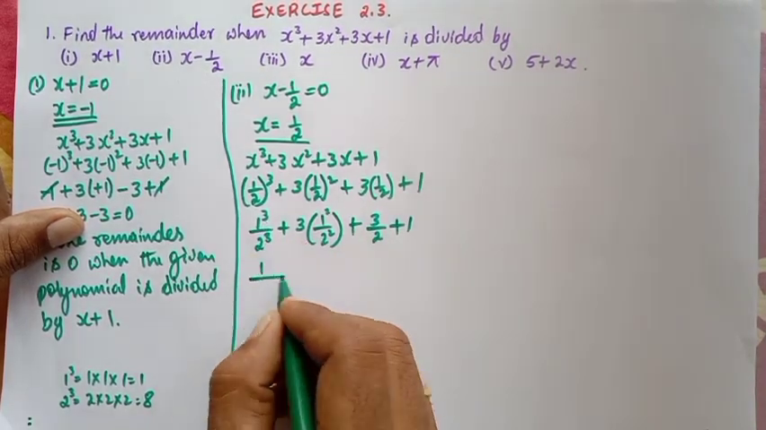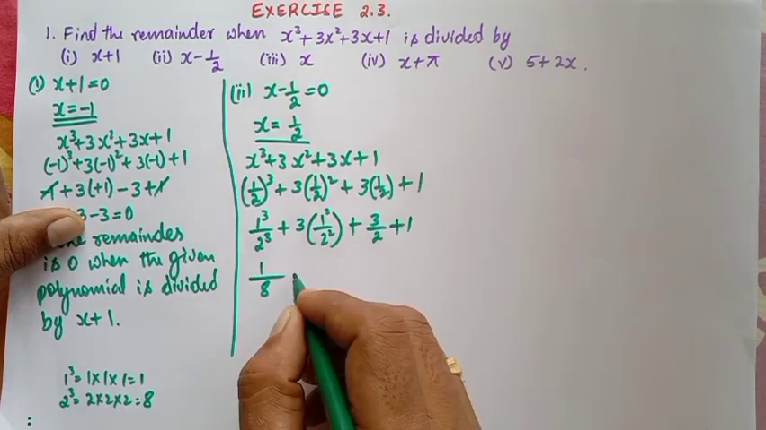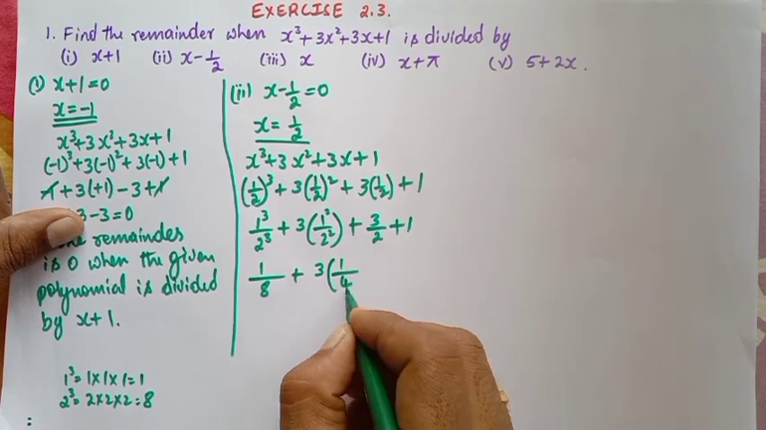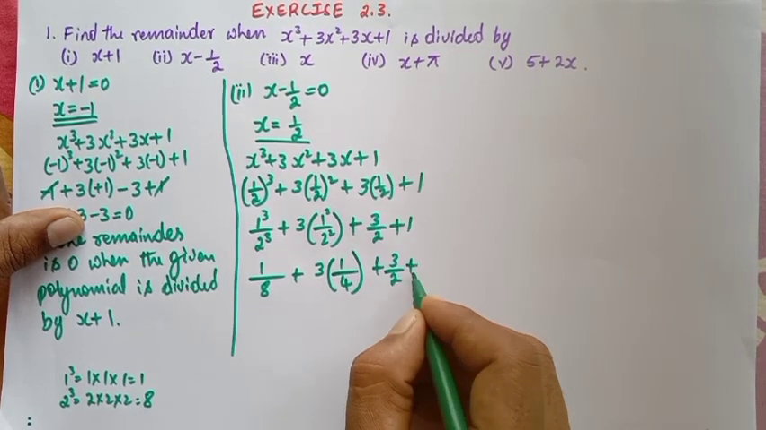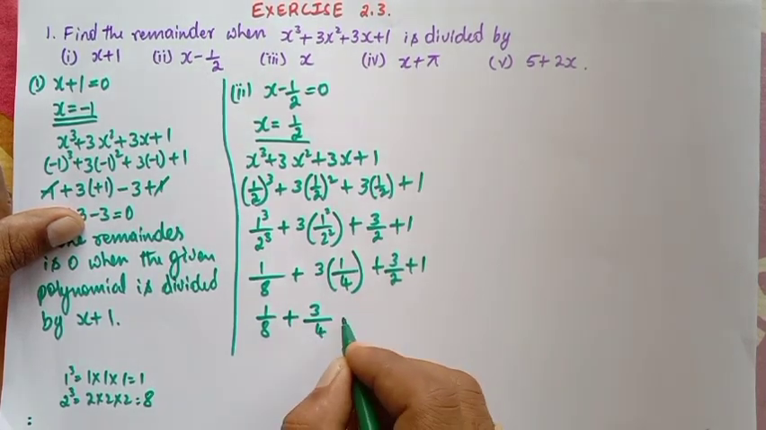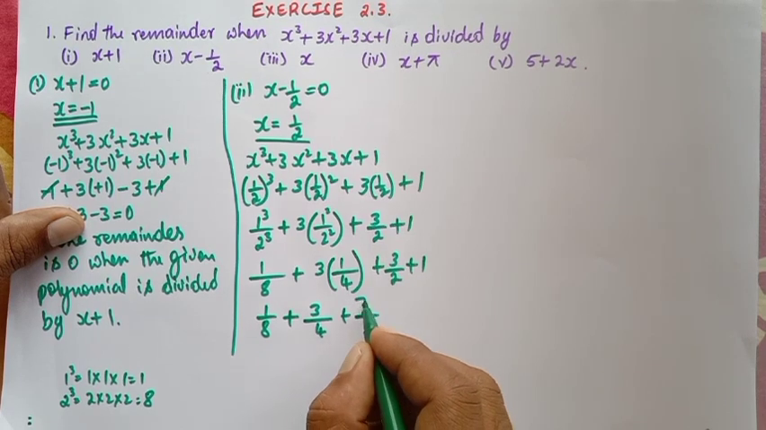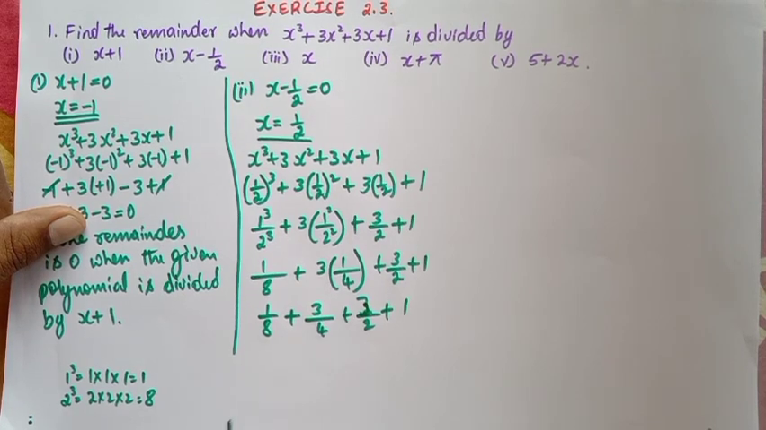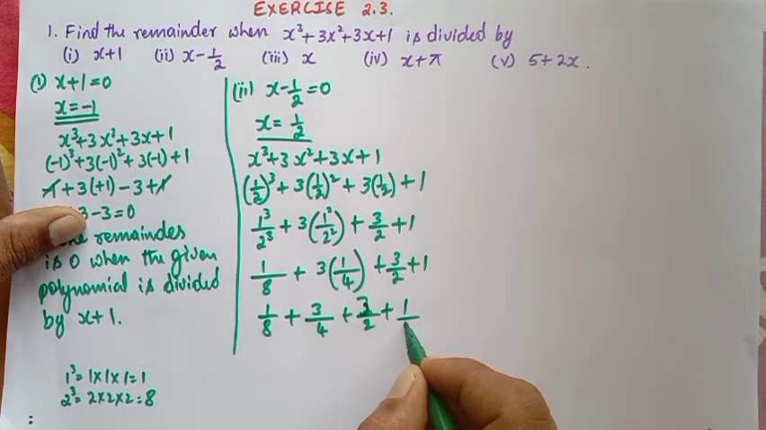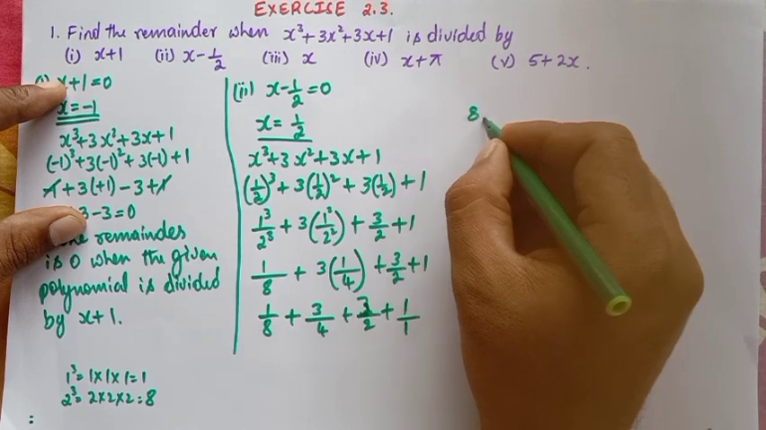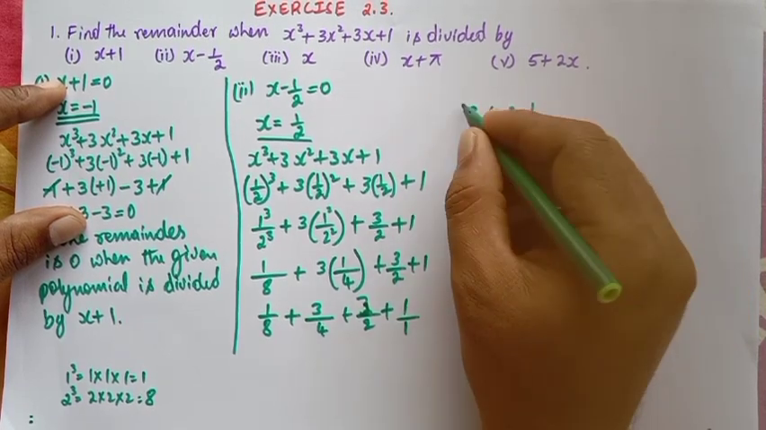So 1 cube is 1, 2 cube is 8, plus 3 into 1 square is 1, 2 square is 2 twos are 4, plus 3 plus 2 plus 1. So 1 by 8 plus 3 ones are 3 by 4 plus 3 by 2 plus 1. Let us take the LCM of these values 8, 4, 2 and here 1. As there is nothing else, we can say that 1 is there. So 8, 4, 2, 1.